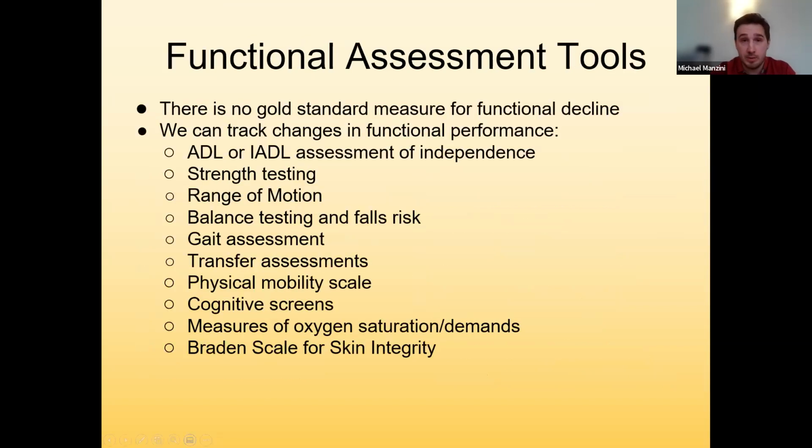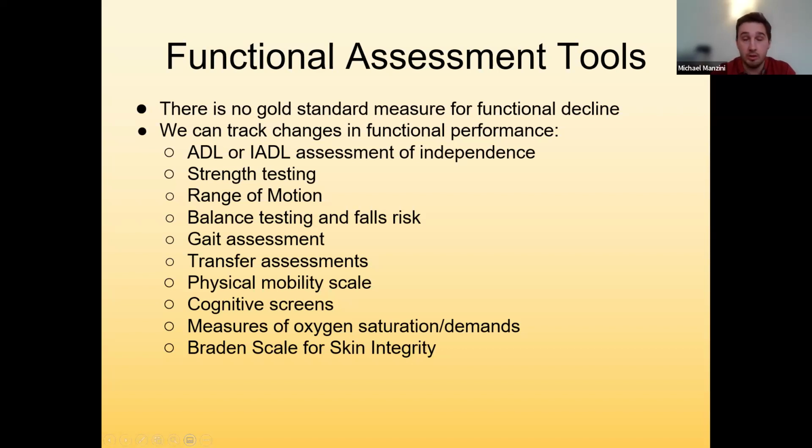So, functional assessment tools. Number one, there's no gold standard measure for functional decline. We really track things in different ways. Functional decline can occur over many different trajectories, as we already said, over a varied domain of time.